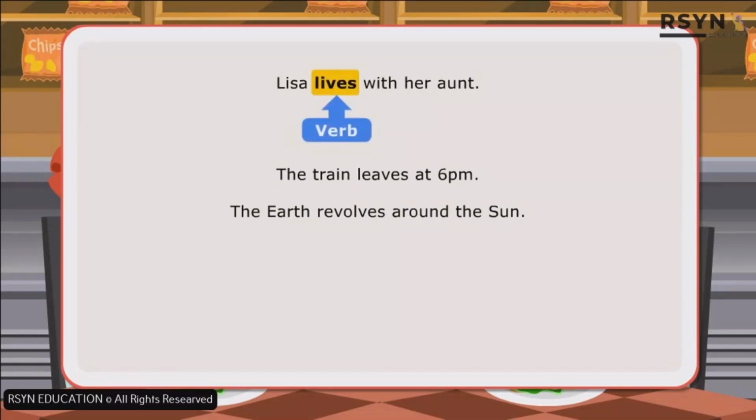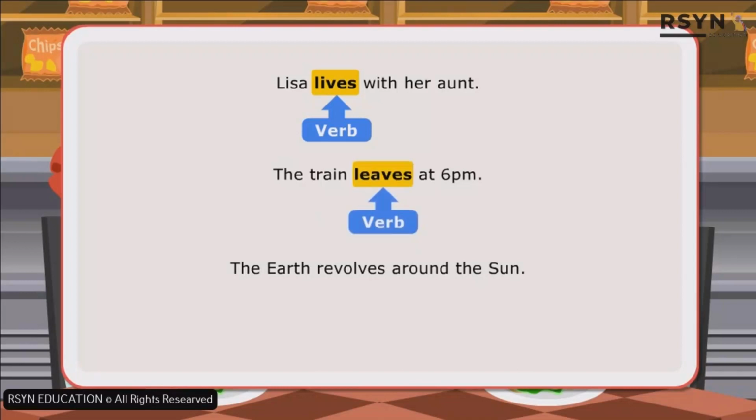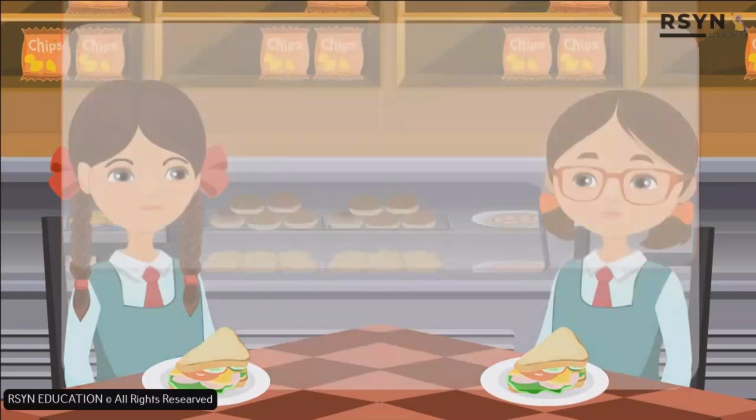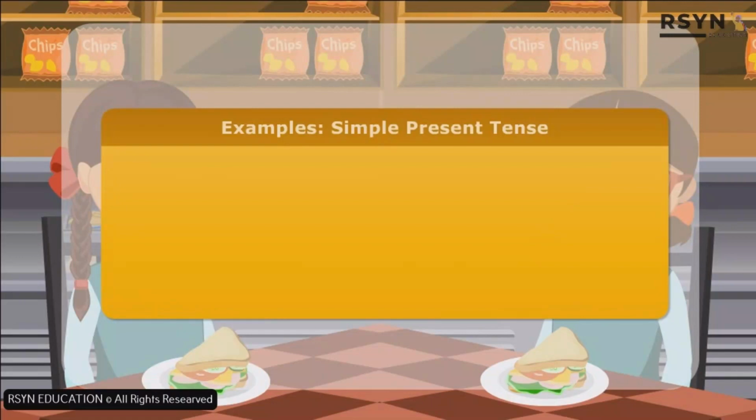In the first sentence, the verb lives tells us what generally happens and is simple present tense. In the next sentence, the verb leaves is simple present tense as it tells about a future event which is part of a fixed timetable. In the third sentence, the verb revolves is again simple present tense since it expresses a general truth or a fact. Here are few more examples of use of simple present tense.